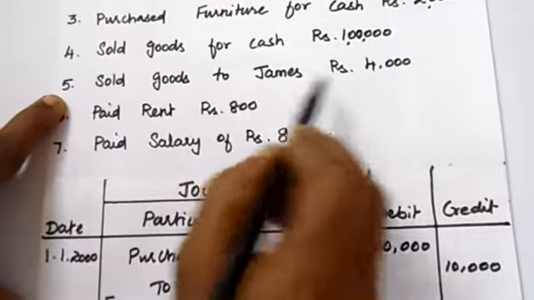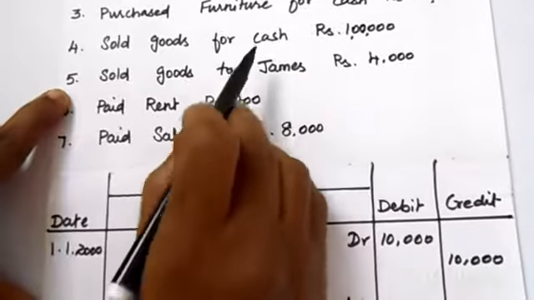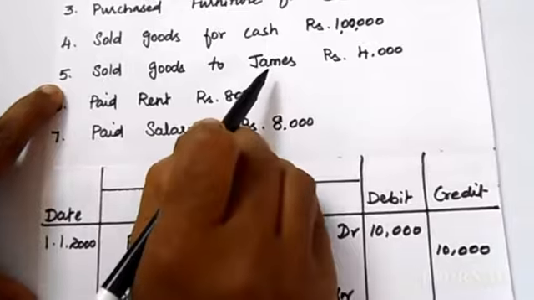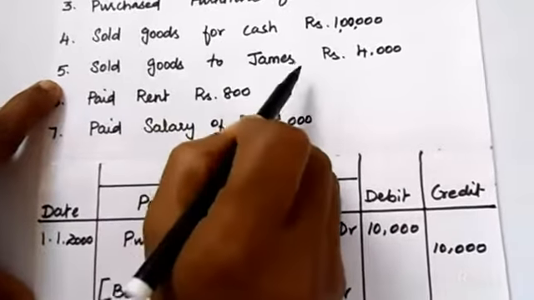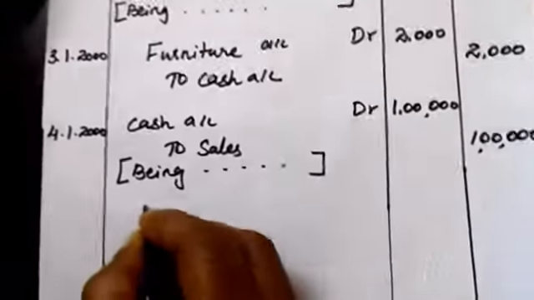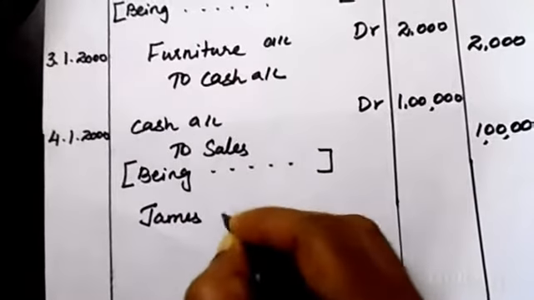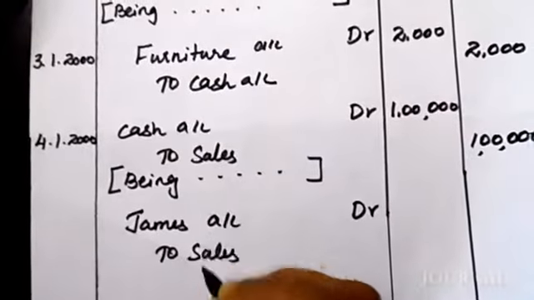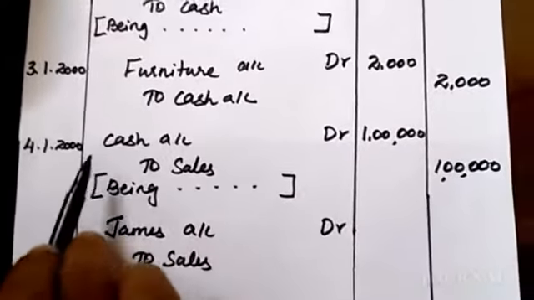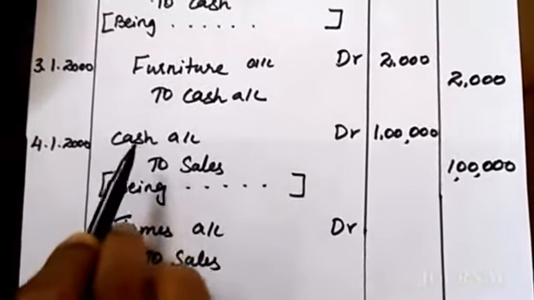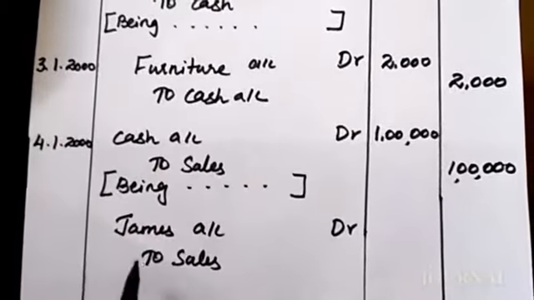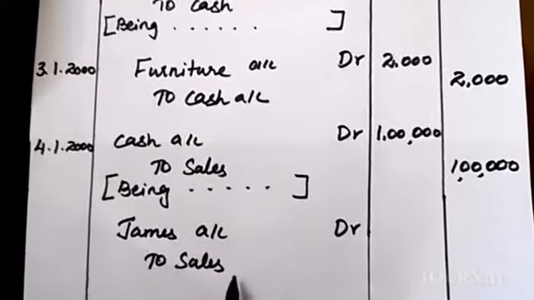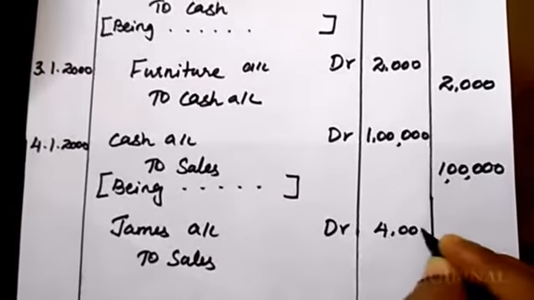Sold goods to James. So what is the entry? Same thing only, but instead of cash, you have to write the customer name. That is, the debtor name should be mentioned in the transaction. So sold goods to James. The entry is James account debit to sales. Just compare with the previous entry, cash account debit to sales, since it was a cash sale. But this is a credit sale, no? Instead of cash, you have to write the name of the customer. James account debit to sales, 4,000 rupees.